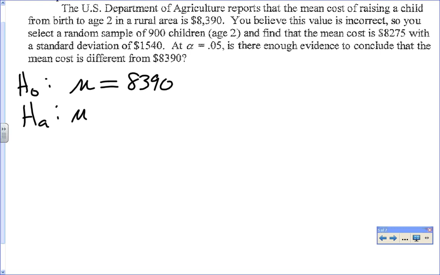How do we start the last one? Yeah, why don't we figure out null and alternate and see where everything goes? So first we have to find the claim, and then I put that down first. Mean cost of raising a child from birth to age 2 in a rural area is 8,390. So where does this one go? It has to go in the null, right? So the mean is 8,390. So the alternate is that the mean is, remember, you have to catch everything else, not 8,390.